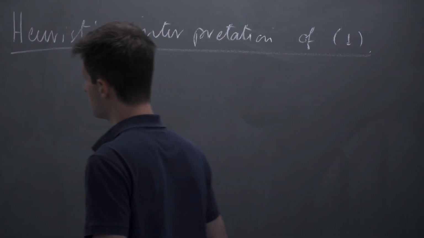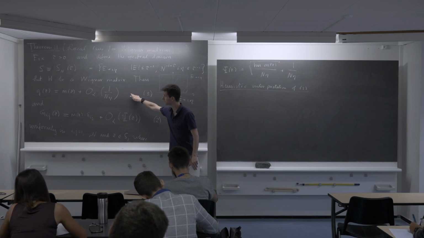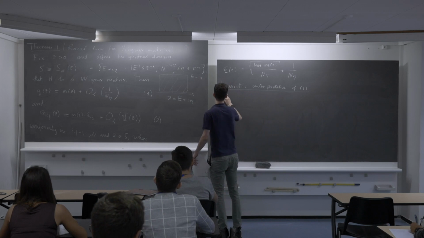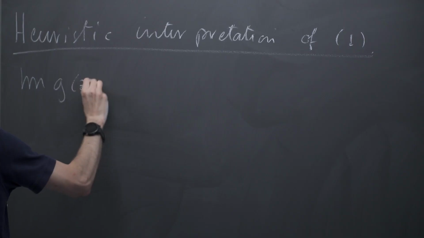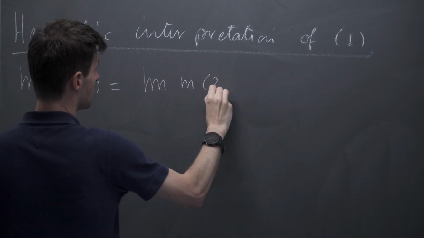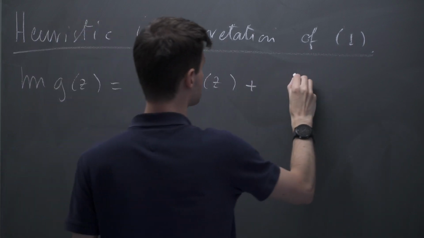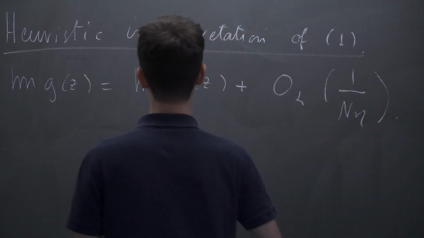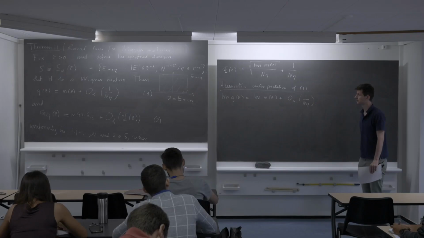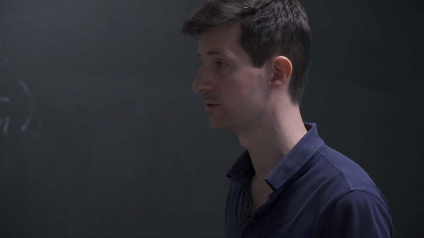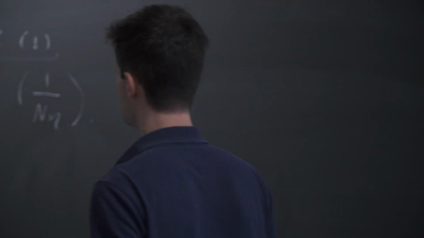So let me take this term here, and this estimate here, and consider its imaginary part. So I know that the imaginary part of G of z is equal to the imaginary part of m of z plus the error term. If you recall, the imaginary part of the Stieltjes transform has a much easier graphic interpretation than the real part. So let me just look at the imaginary part.